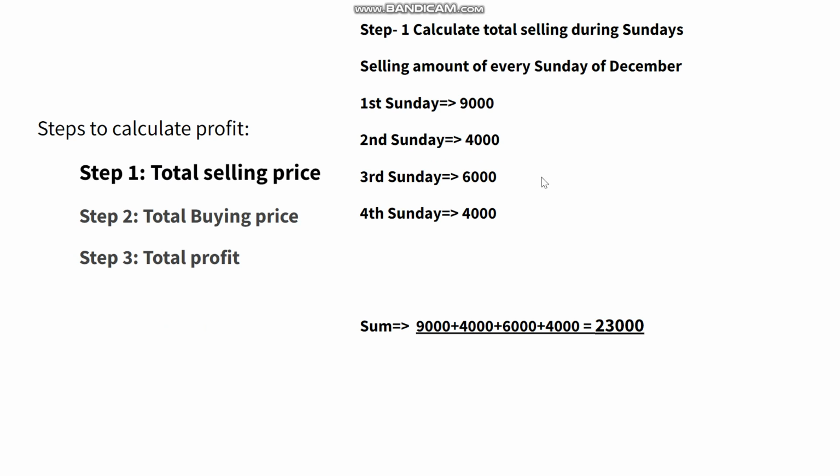So let's say we have this data. Let's say first Sunday it was 9,000, second Sunday 4,000, then 6,000, and then 4,000. So the owner can simply calculate it, and the sum is 23,000.